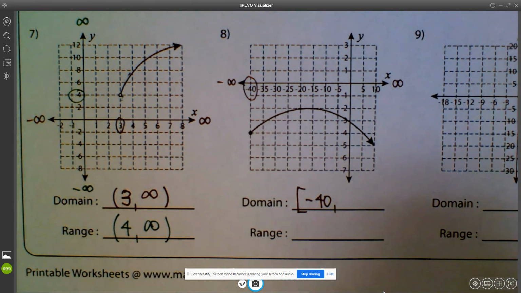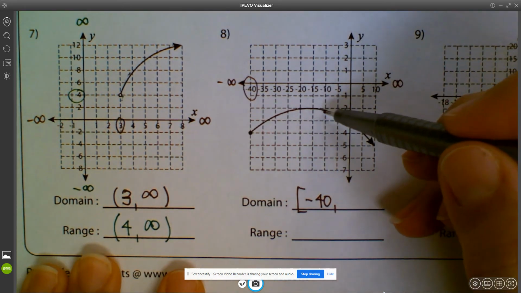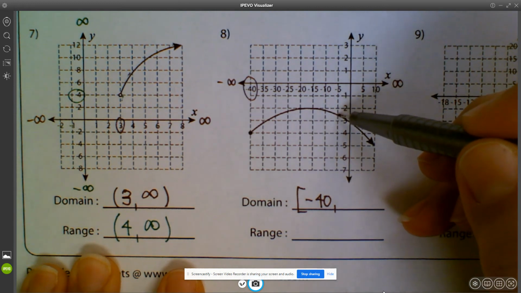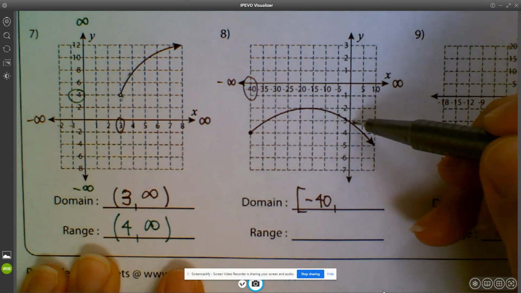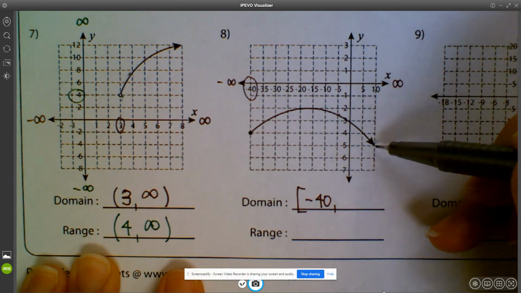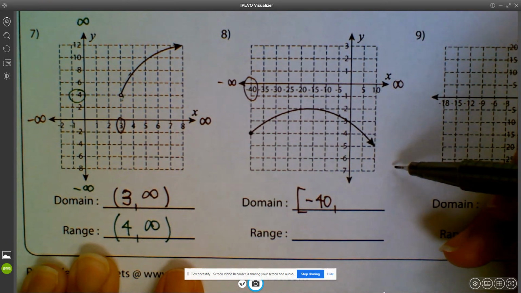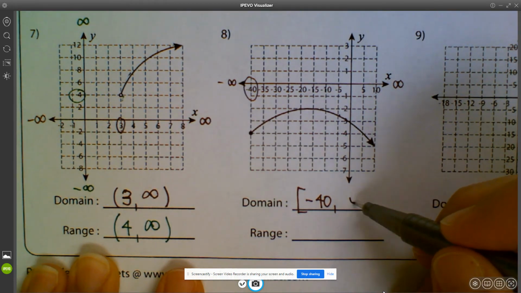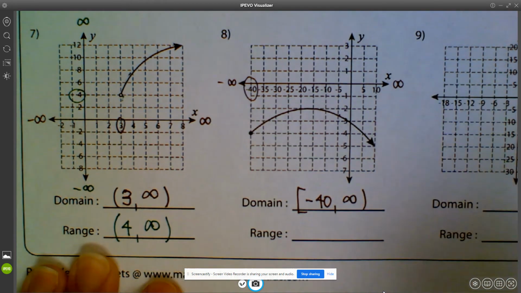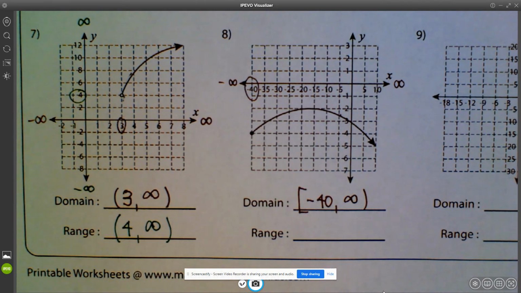Now let's see how far to the right this thing is going to go. So we'll go to x equals negative 10, x equals negative 5, x equals 0, x equals 5, x equals 10, x equals 15, x equals 20, x equals 30. It keeps going to the right, so it's going to positive infinity. And remember, you can never touch infinity, so it always has a parenthesis.